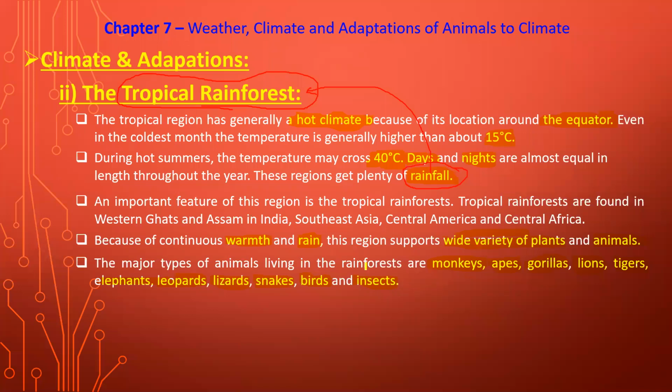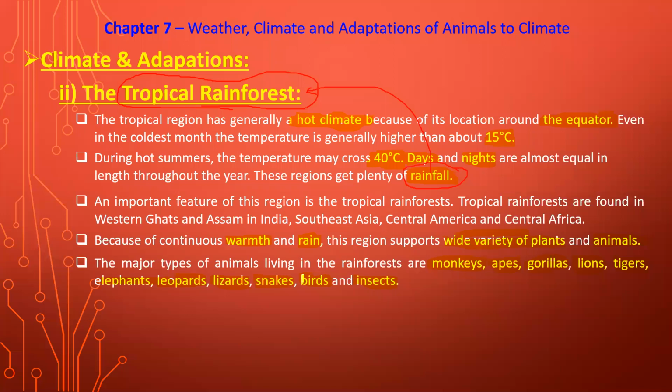So in the tropical rainforest region, a major variety of animals is present, and here we have discussed monkeys, apes, gorillas, lions, tigers, elephants, leopards, lizards, snakes, birds, etc. And within each type of animal, there are again some varieties. Like the Asian lion is different, the African lion is different, the Indian tiger is different, the Bengal tiger is different. So as the area changes, some varieties are different.